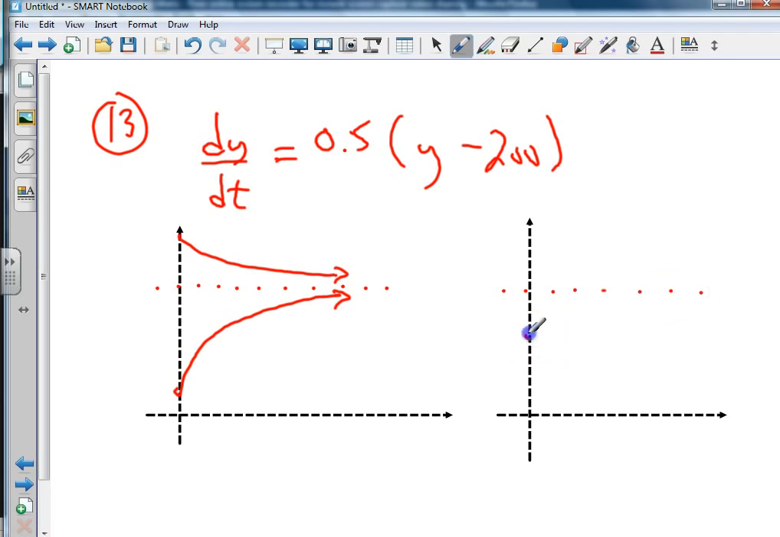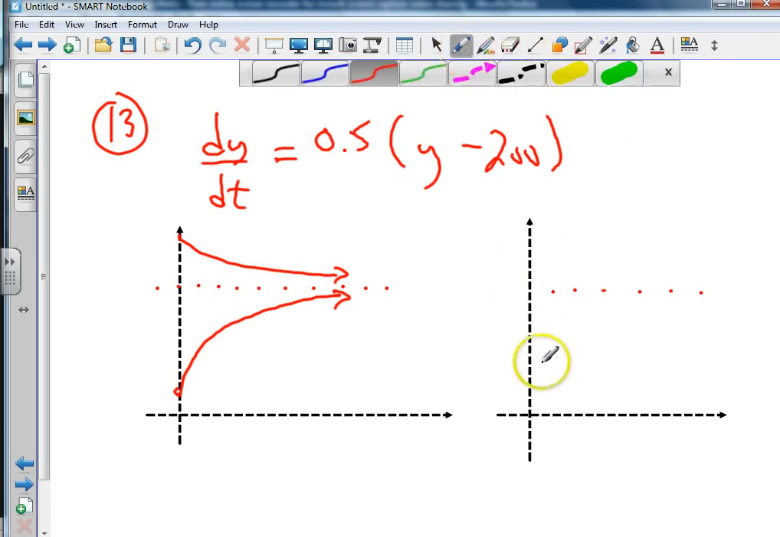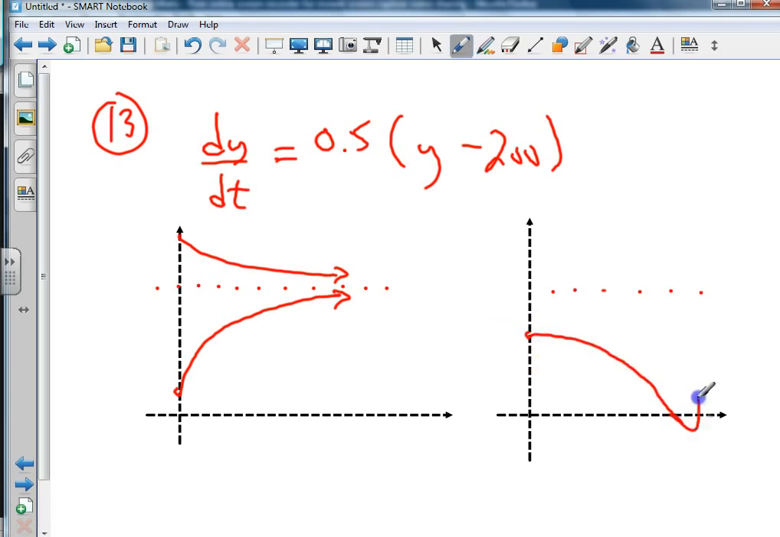If you start with a temperature less than 200, it's going to decrease. If you start with a temperature greater than 200, it's going to increase. But this is what's known as exponential approach.